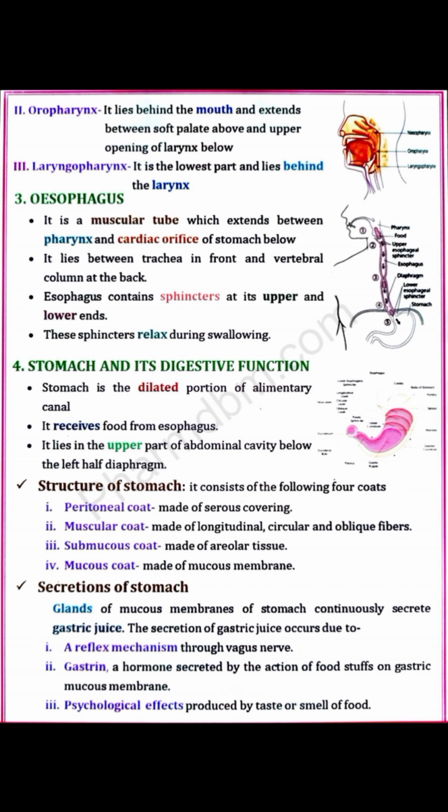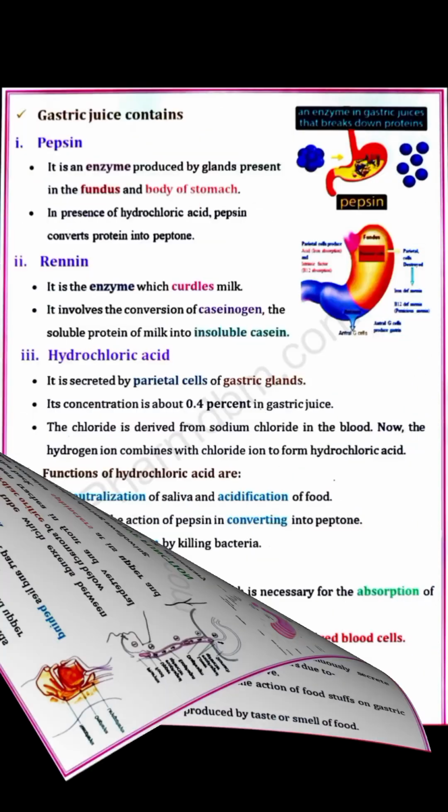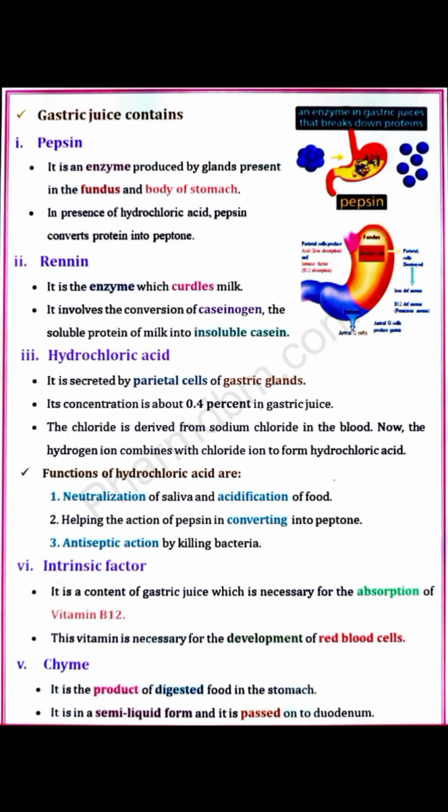The secretion of gastric juice occurs due to a reflex mechanism through the vagus nerve, gastrin, a hormone secreted by the action of foodstuffs on gastric mucous membrane, and psychological effects produced by taste or smell of the food. Gastric juice contains 5 types of enzymes.